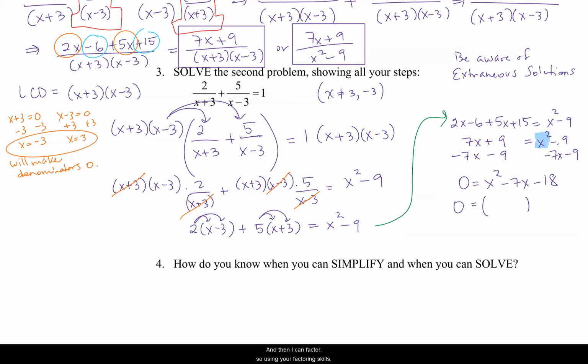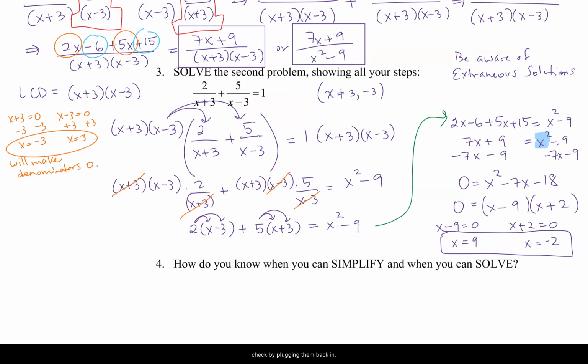So using your factoring skills, factor the trinomial. Should end up with negative 9 and positive 2. And then if we set these factors equal to 0, x equals 9, x plus 2 equals 0, subtract 2, x equals negative 2. Now these I should check back into the original equation. It's always a good habit to check by plugging them back in.